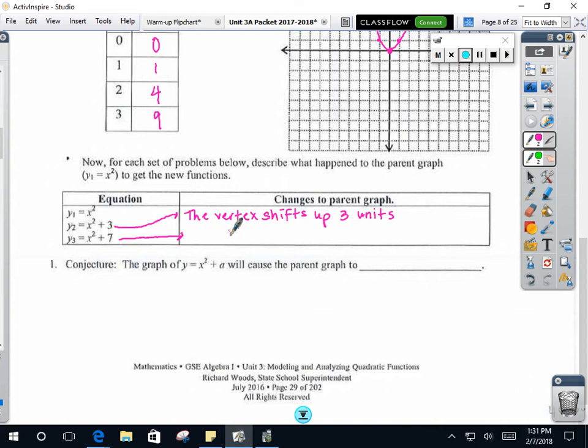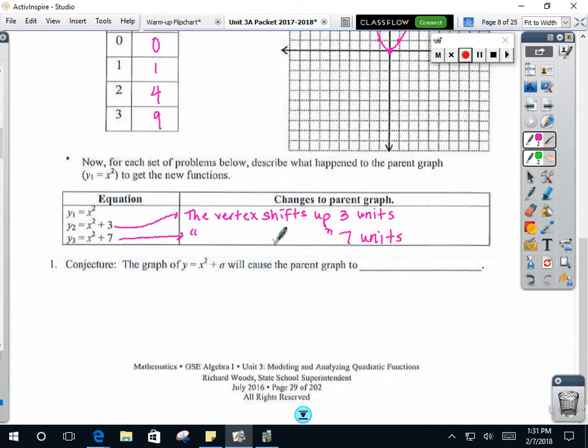So if you want to save some time and don't write, just do these. And then you can just write 7 units. And that just means the vertex shifts up 7 units. Have you ever seen anybody do that before? You've never seen that? Yeah, like if something is written above and you're about to write the same thing, if you just put like little quotations, it means the same thing.